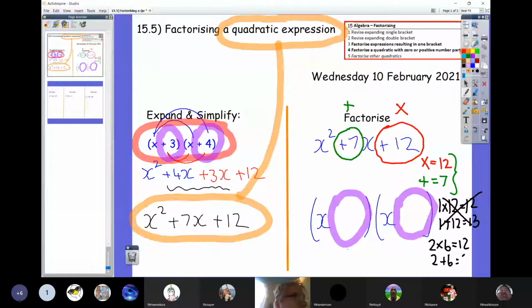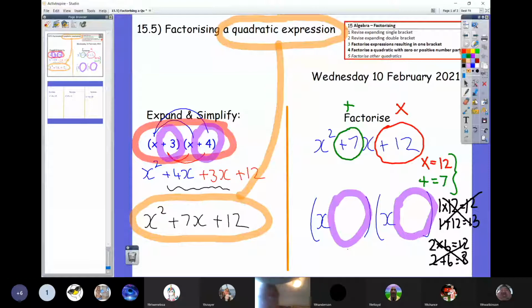Okay, so just because there's a lag, I'm just going to repeat what I just said. I'm going through in my head the various ways I can multiply to get 12, that bit in red. So 1 times 12 or 2 times 6 are the ones I've done so far. They both multiply to be 12, but when I add those two potential magic numbers together, I don't get 7.